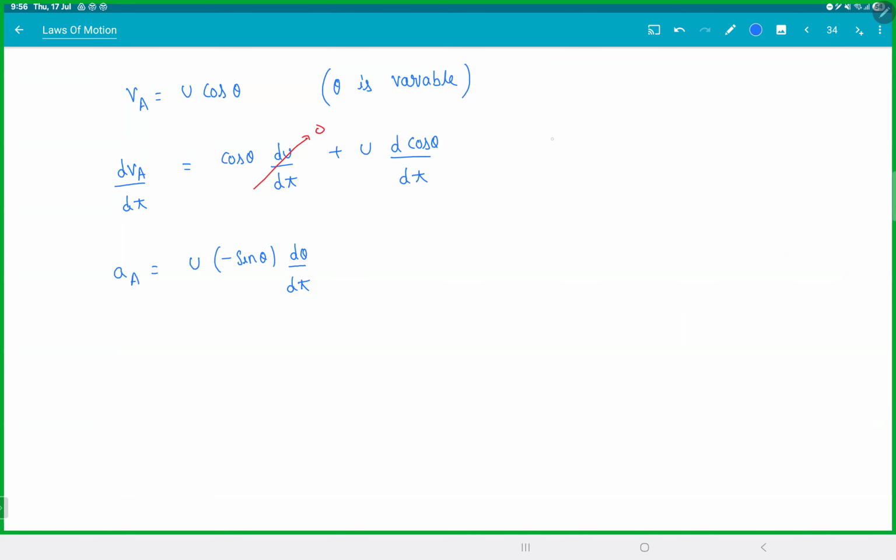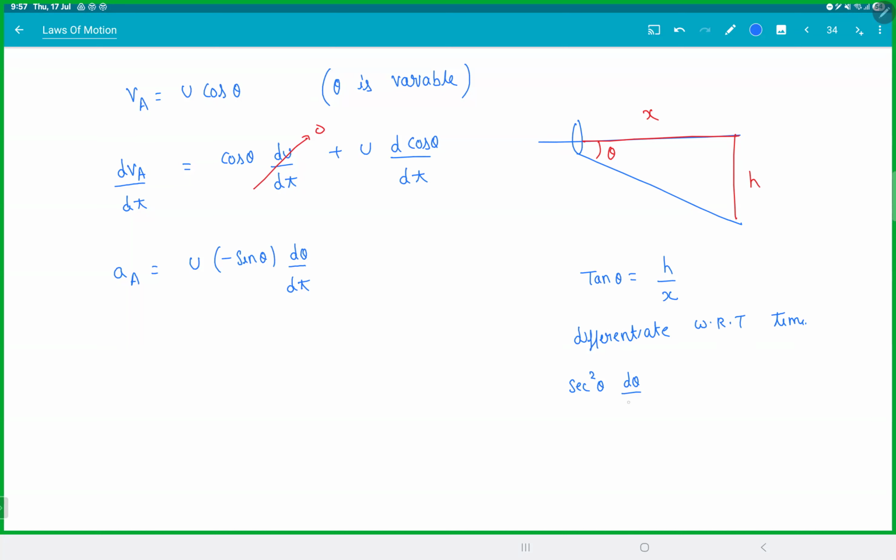Now, how to get d theta by dt? Again, go back to this. We have a ring here. This distance is h. Let this distance be x, and this angle is theta. So from here we get tan theta is equal to h by x. Differentiate on both sides. The differential of tan is sec square theta d theta by dt. H is constant, so the differential of 1 by x is minus 1 by x square dx by dt.